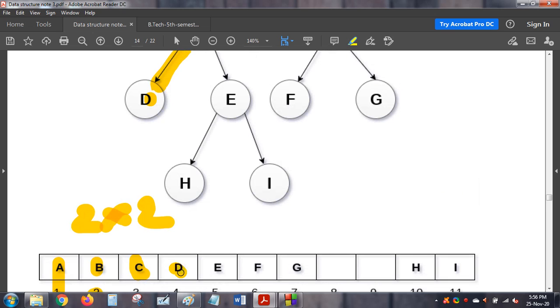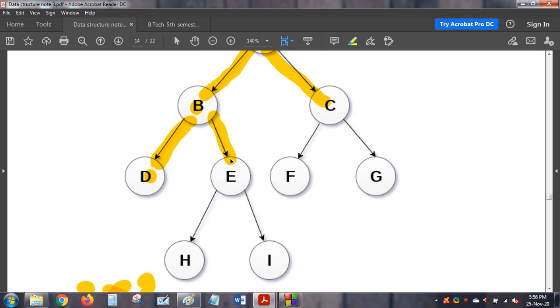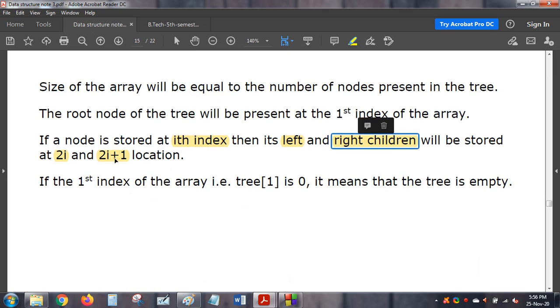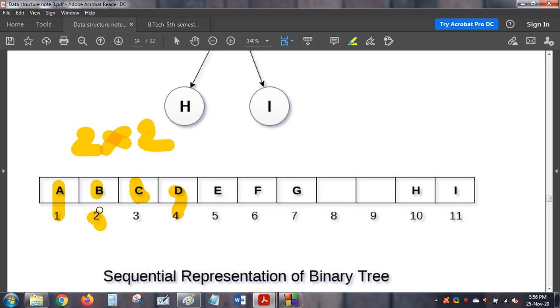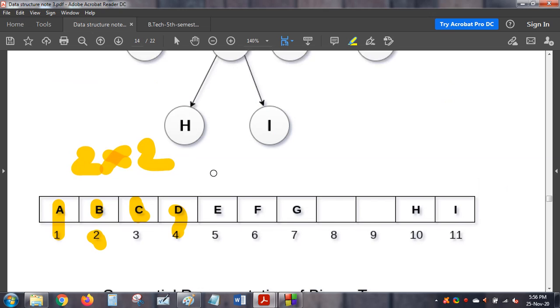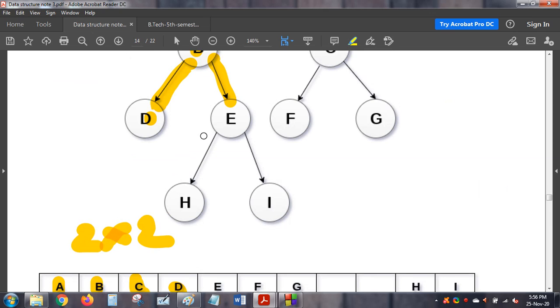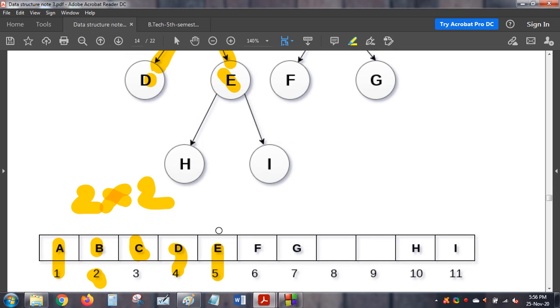Where is E? E is to the right of B. What we have said, if it is on the right, then it will be the 2i plus 1 position. So B is in 2, 2 into 2 plus 1 is 5. So E is on the 5th position. Now E is on the 5th position. What is H? H is to the right. 5 into 2 is 10. So H is on the 10. And I, which is on the left, is 2i plus 1. So 2 into 5 plus 1, which is 11.